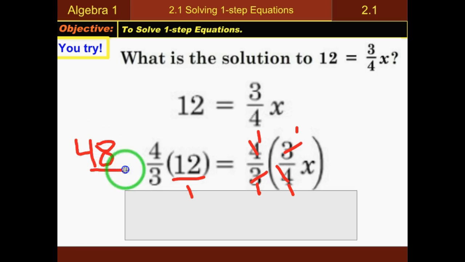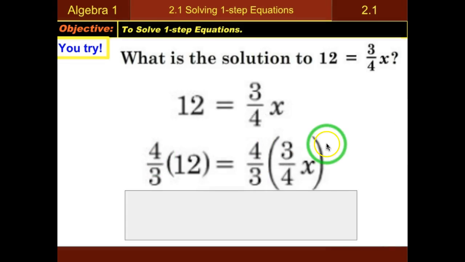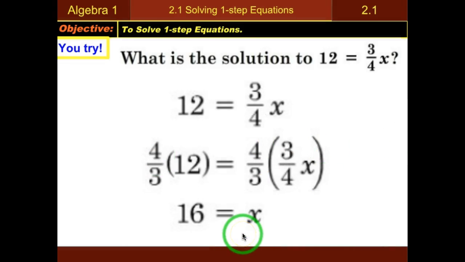Sorry, still trying to do this with my mouse. 48 divided by 3 is 16. Or I could have done 12 divided by 3 is 4. 4 times 4 is 16. Both ways get me to the answer of 16.